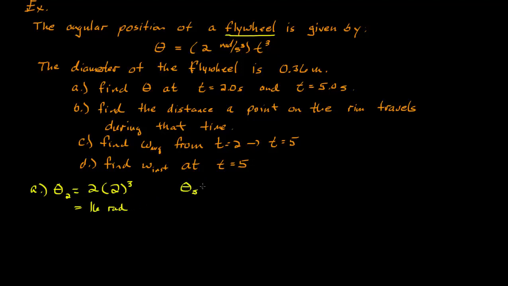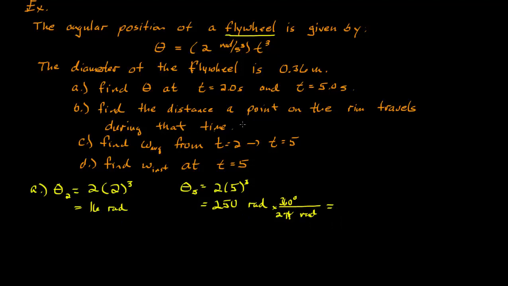Theta at 5 seconds is going to be the same thing, so 2 times 5 cubed. You should really put units in there, but that's fine. So 5 times 5 times 5, 125 times 2, 250 radians. The other thing you might do is convert this into degrees. To do that, we just do some unit conversion. 2 pi radians, that's all the way around the circle, is 360 degrees, and that would convert it into degrees.